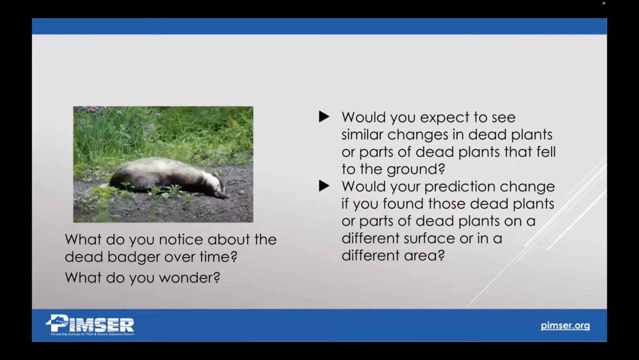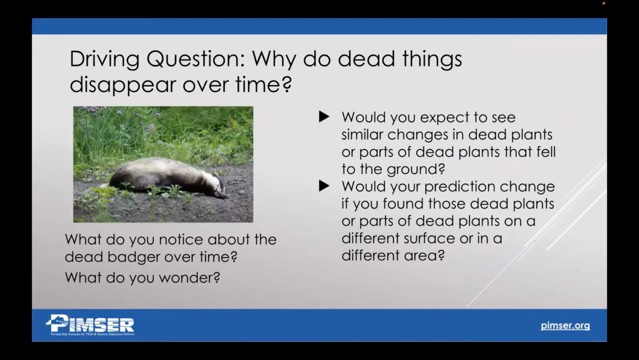So, I want you to notice the questions that are on here that would be used to prompt student thinking. After they did their notice and wonder and had a share of experiences they've had that are similar, then the teacher might push their thinking and ask kids to record their ideas of what they would expect to see. Would this happen with dead plants if they fell to the ground? And would your prediction change if these dead plants or parts of the dead plants were on a different surface or in a different area?